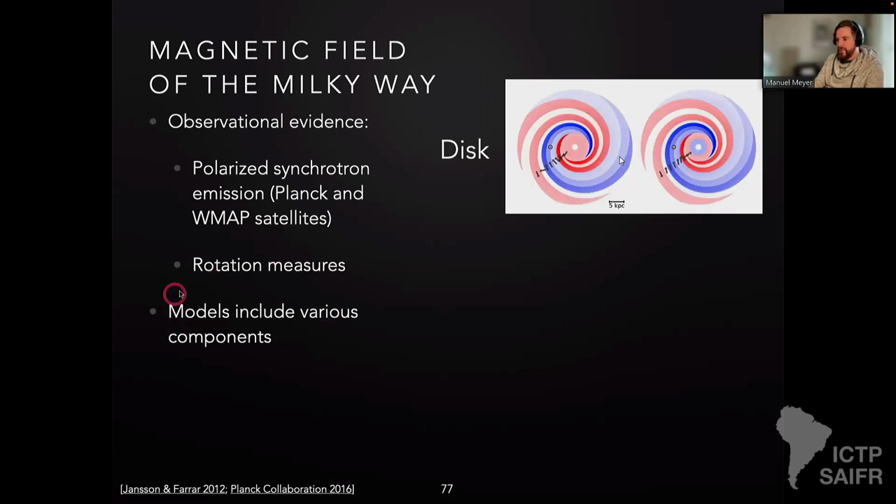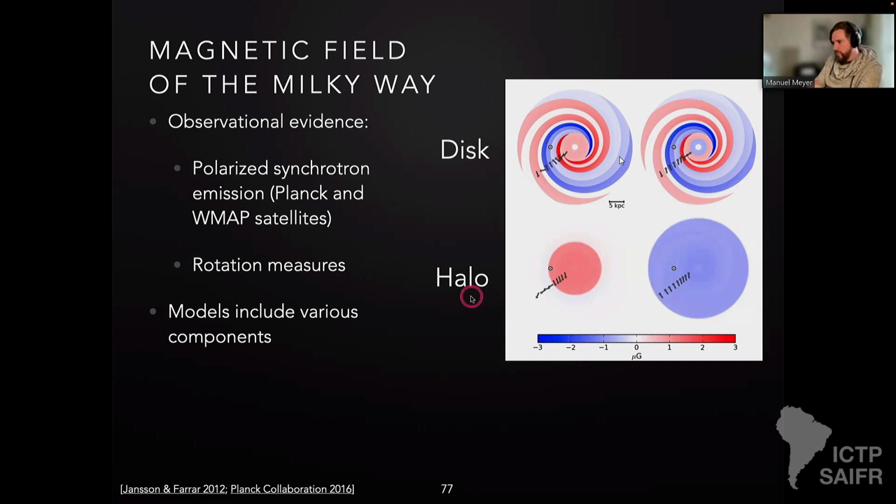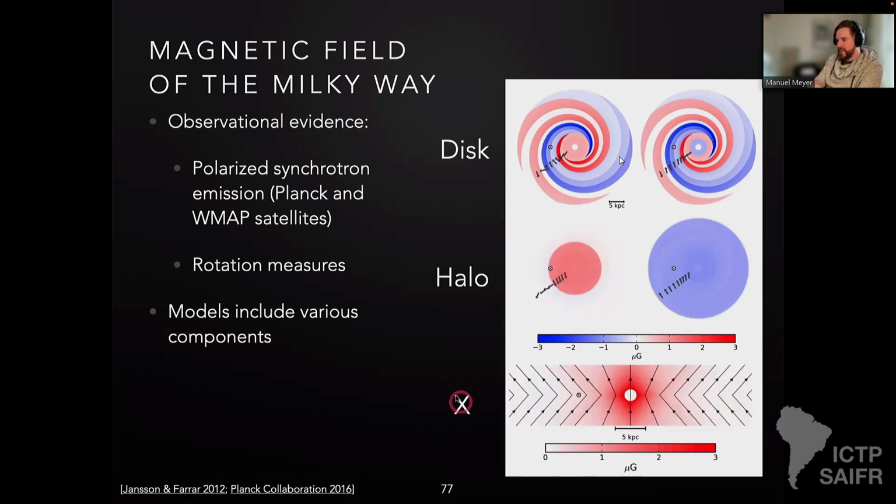And then we have models. One of the latest observations is already 10 years old now, but I don't think there's a much newer version of this. They have different components. There's the magnetic field in the disk, where you see nicely the spiral arms. Here's the Earth. Then you have a halo, which extends above and below the disk. And in these models, you also have this X component. So Earth is here, and in addition to the halo, you have this X component because these field lines have this X kind of shape.